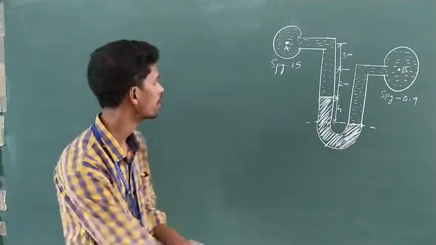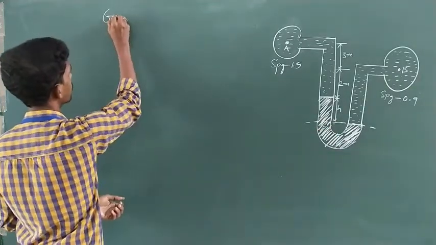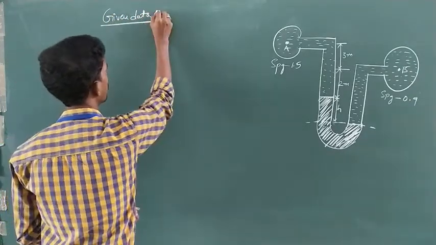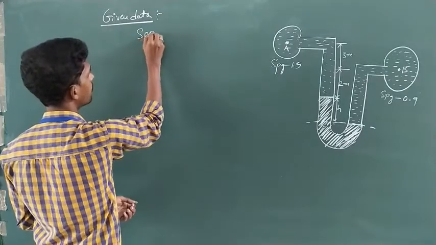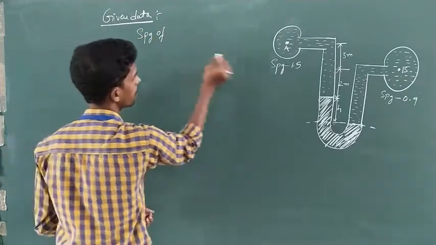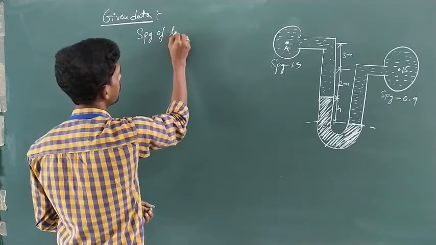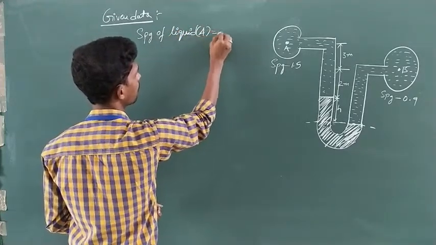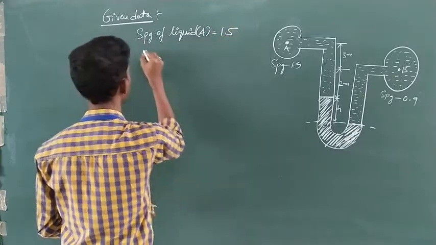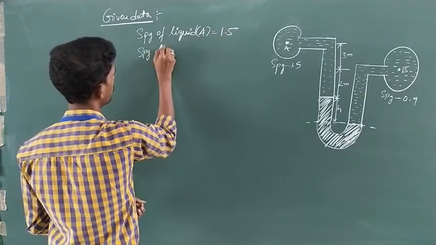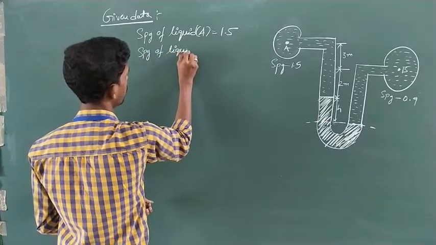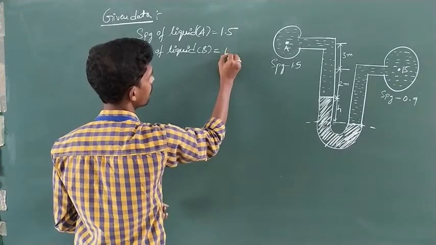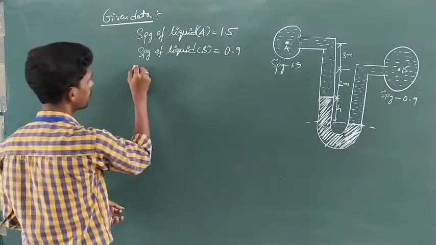Write down the given data here. So specific gravity of liquid A is 1.5. Specific gravity of liquid B is 0.9.